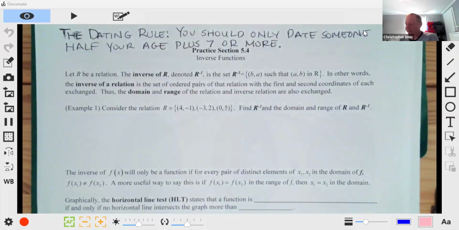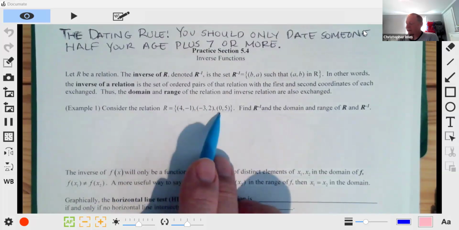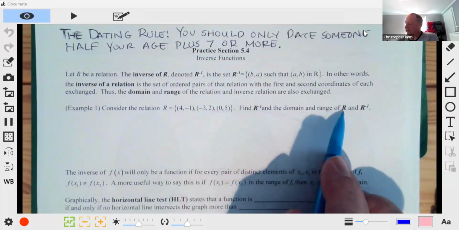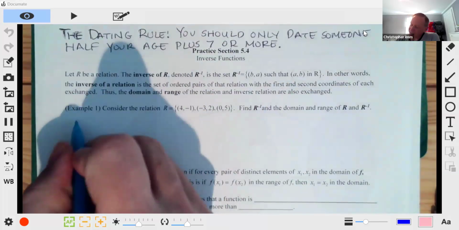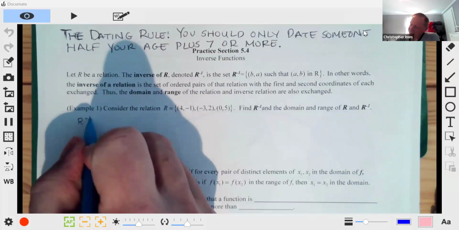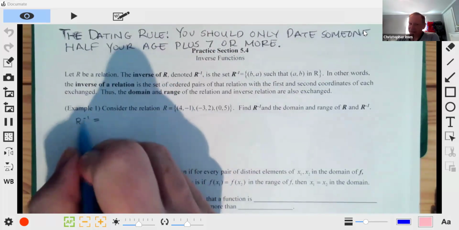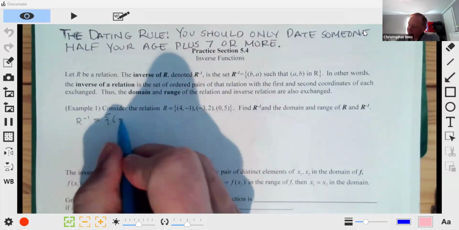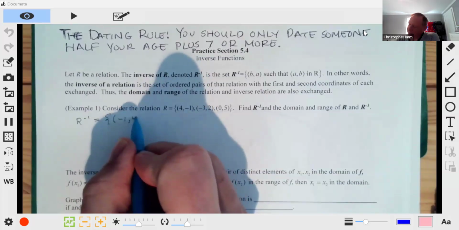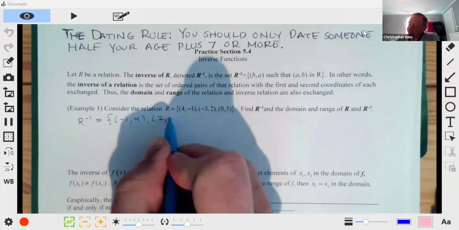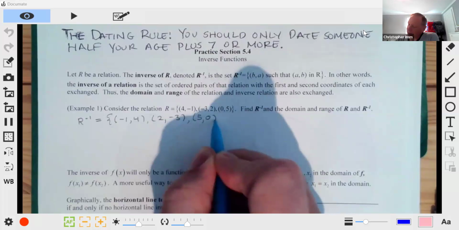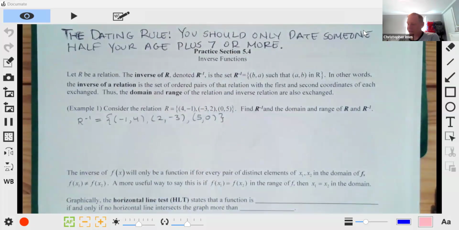Let's look at an example of this with just 3 discrete points. We have a relation given by 3 discrete points. We want to find the inverse and the domain and range of the relation and its inverse. The inverse is easy enough to find. We denote it by R to the -1, and we just swap those coordinates. So the point (-1, 4), the point (2, -3), and the point (5, 0) make up that inverse relationship.